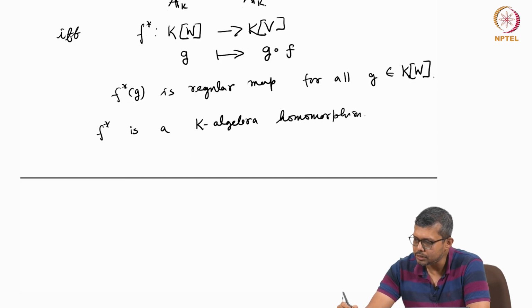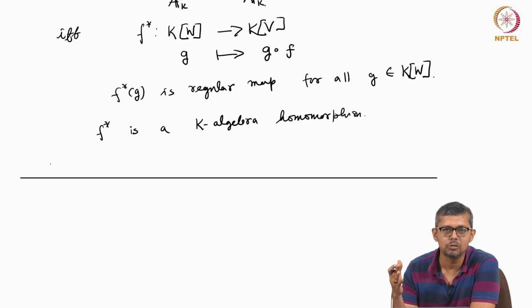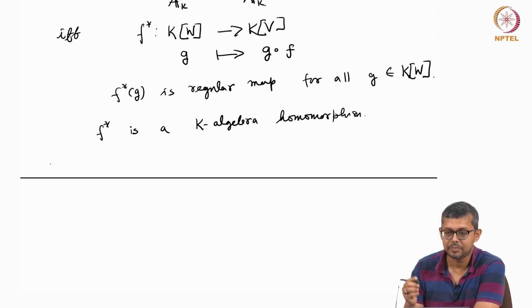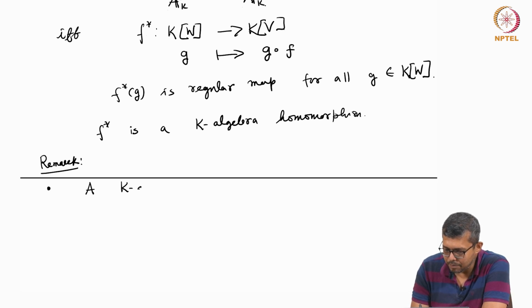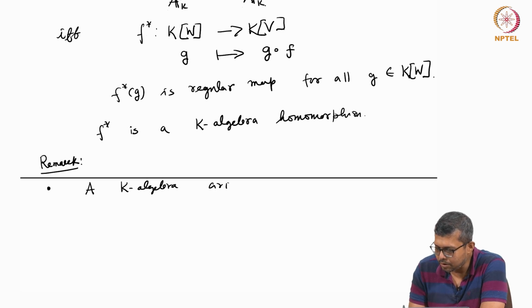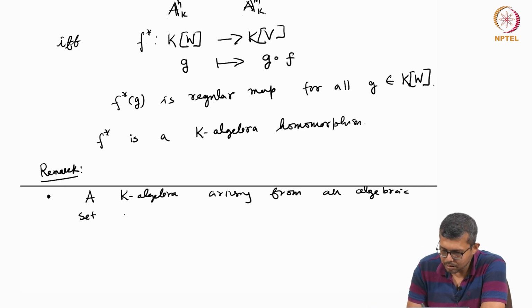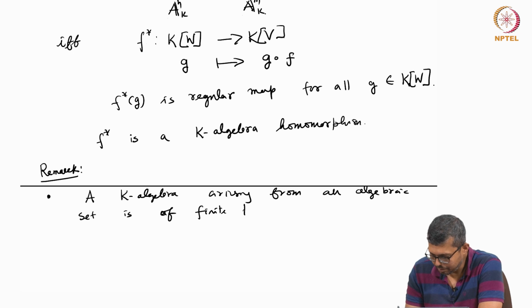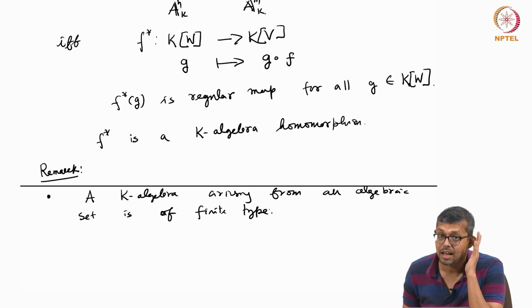But here one should notice that this K algebra, K W and K V, whenever you start with an algebraic set, the K algebra associated to that is a finitely generated K algebra. So notice, this is a remark: a K algebra arising from an algebraic set is finitely generated, is of finite type. So, finite type means finitely generated K algebra.